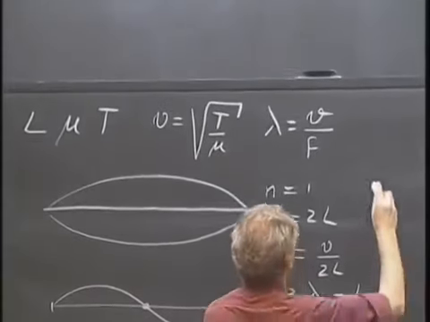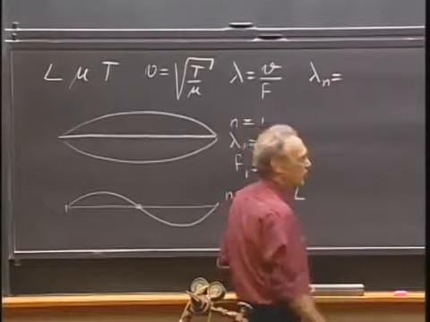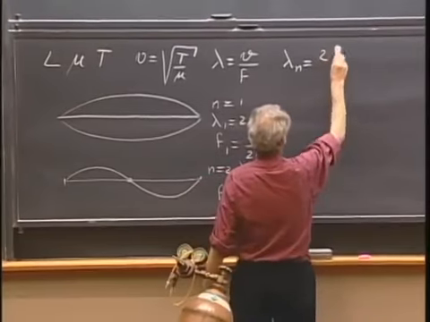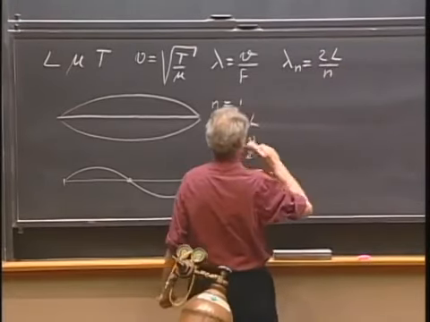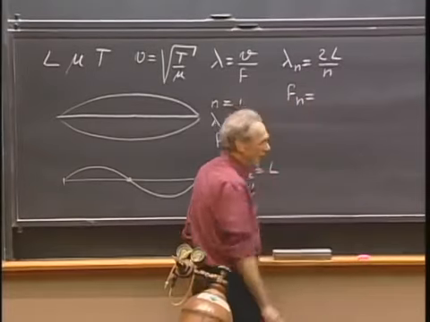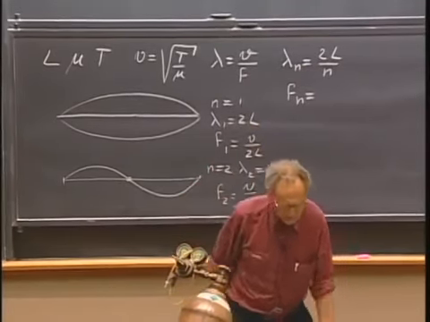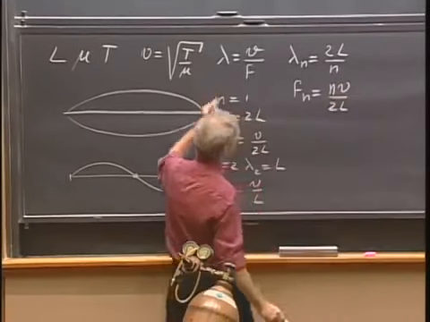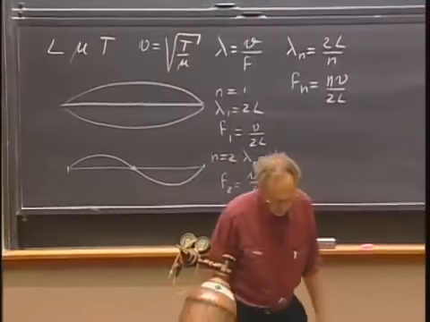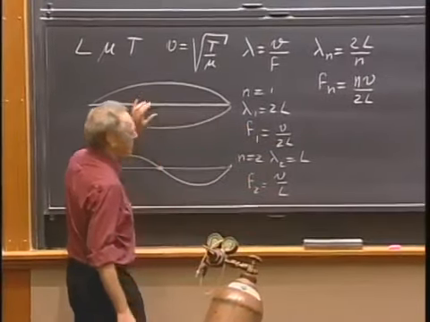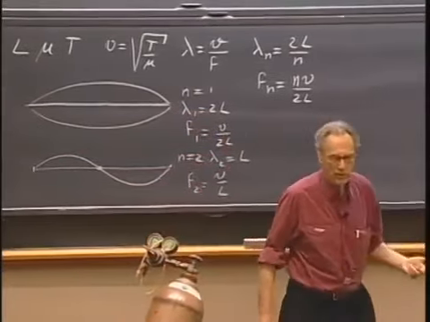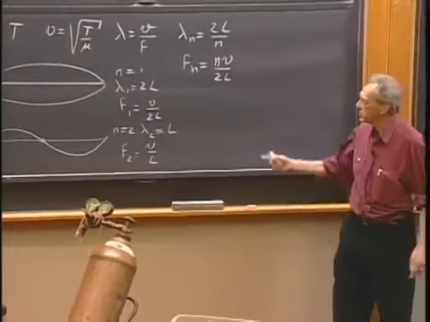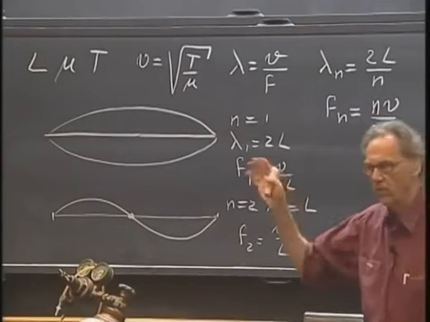And so we can write down the general equation for the nth mode, n being Nancy. Lambda of n is 2L divided by n, and the frequency in the nth mode, that is the nth harmonic, is nV divided by 2L. And this V is given there. So what you see here is that if the fundamental were, for instance, 100 Hertz, then the second harmonic would be 200 Hertz, the third harmonic 300 Hertz. They come in series 1, 2, 3, 4, 5, and so on.